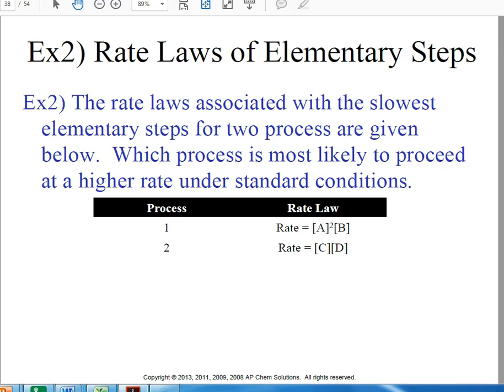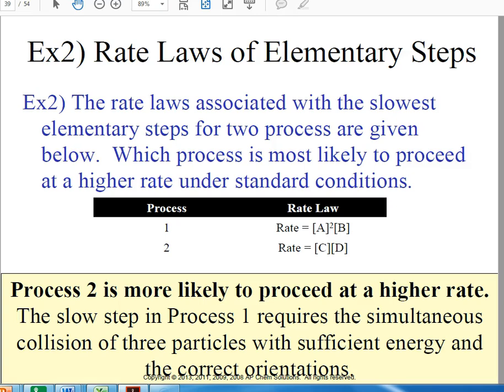All right, here we have the rate law for 2 elementary steps, and they want to know which one is likely to proceed at a higher rate. So process 1, that is termolecular, or 3rd order overall, and this one is bimolecular, or second order overall. Here's an example of where they kind of pull out that termolecular concept. So which one's going to be faster? Well, the bimolecular process is much more likely to occur because it only requires the collision of 2 particles, whereas process 1 requires 2 A's and a B to collide with sufficient energy and in the correct orientation. Again, not going to happen very often.